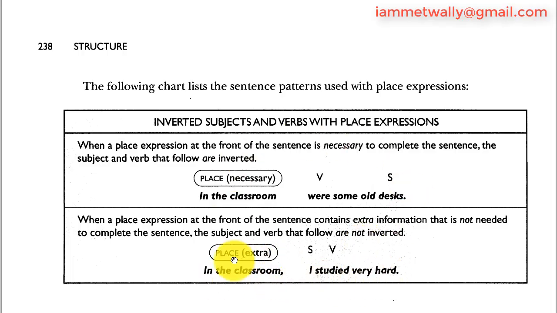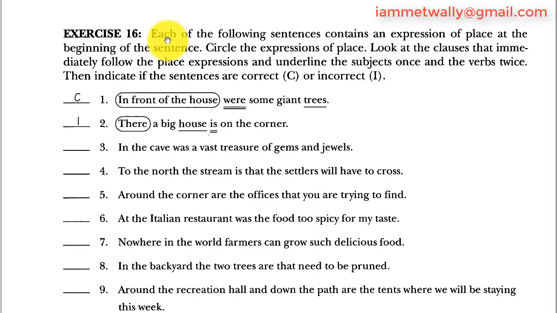If you notice something here, you will find that after a place expression, generally you have to find a verb. That's where the place expression is necessary. But once you have a subject, that means you don't need the place expression, generally. This is like 90% it works like that. Here it's followed by a verb, but here it's followed by I. Here it's essential, here it's not. Exercise 16.